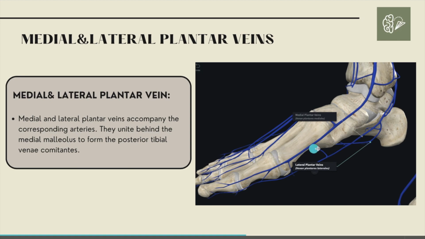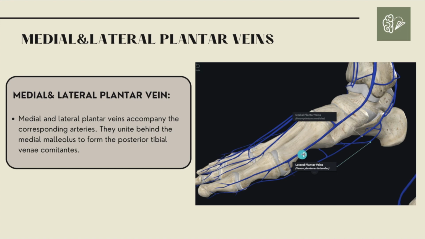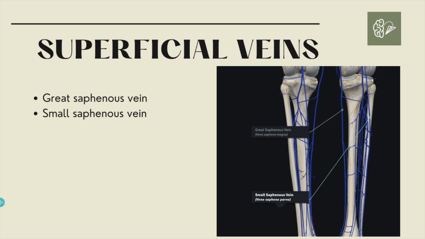Alright, moving on to the plantar aspect of the foot, we have the medial and lateral plantar veins. The medial and lateral plantar veins are also going to accompany the medial and lateral plantar arteries, and then these two veins are going to unite together behind the medial malleolus. So this is the medial malleolus of the tibia. Behind it, you can see they unite together and form the posterior tibial vena comitans, which is going to continue upwards as the posterior tibial vein.